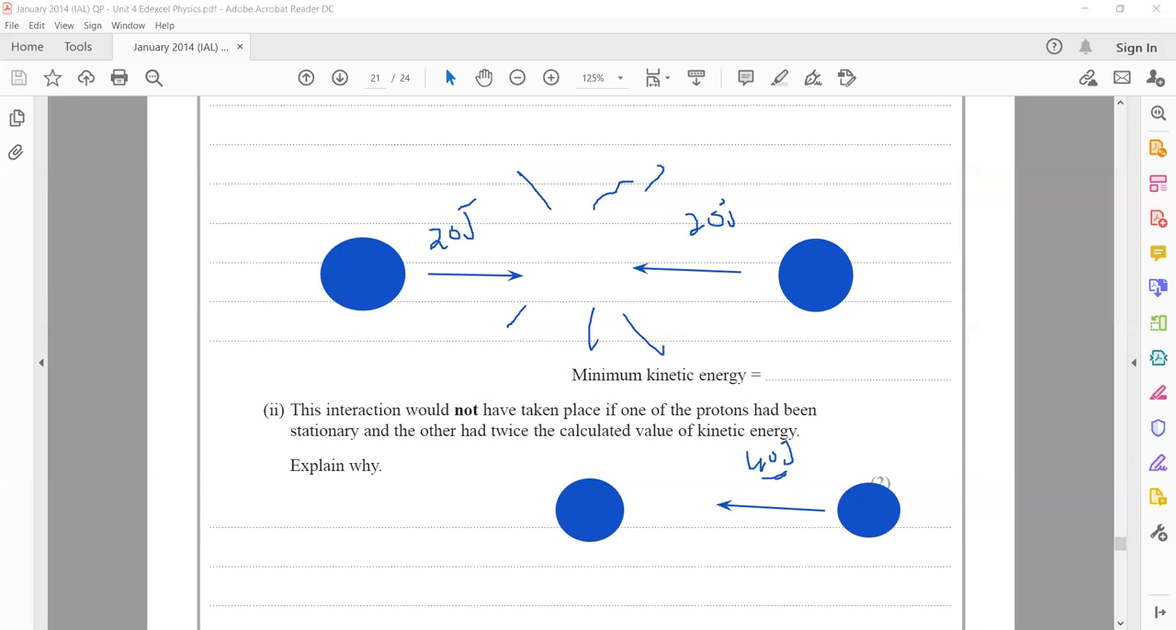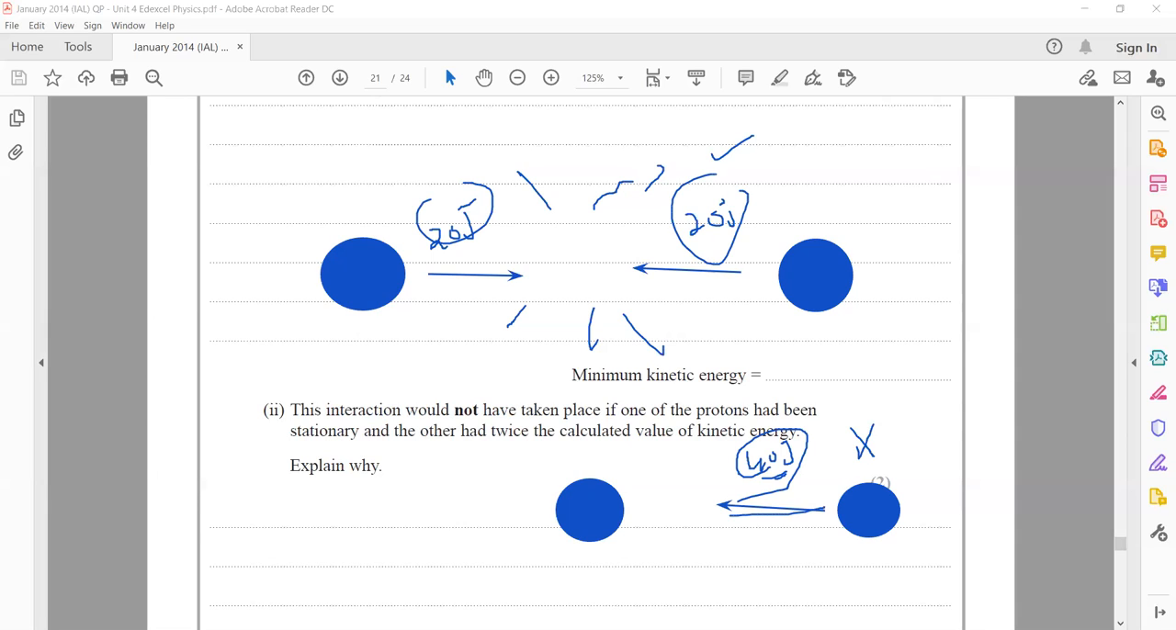So what is the reason? What might be a reason for this? What could be the possible reason here? This interaction will not take place if one of the protons is stationary and the other proton has twice the kinetic energy which we calculated. In the first case, there was production of the particle. In the second, it does not happen, the same interaction, even though the energy is the same. You can see 40, here also 20 plus 20, 40. Any idea? So basically, what is the reason?